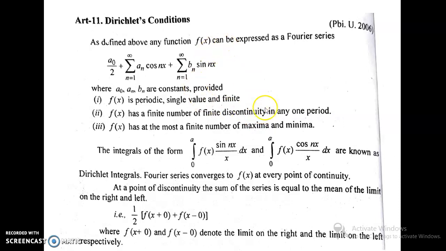These conditions are called Dirichlet conditions, and this is a very important question for short notes. Try to prepare this topic for short answer questions. And the integrals f(x) sin nx dx, f(x) cos nx dx are called Dirichlet integrals. This is also important for short answer questions. Just remember this definition for short notes.